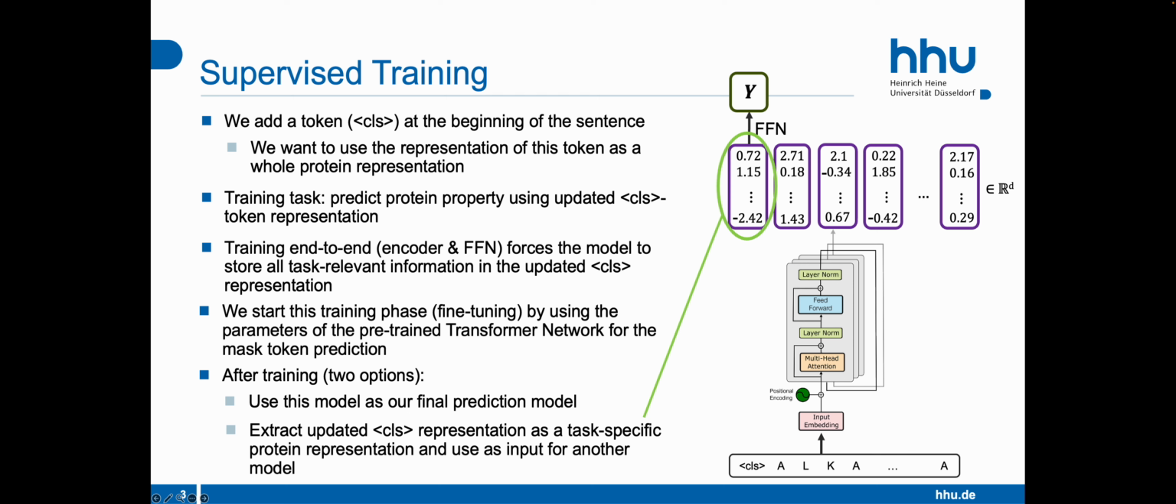As I said, the token that we add for this task is called CLS, which stands for classification, because it was first introduced in the natural language processing domain for classifying sentences. So the concept of adding an additional token at the beginning of the sentence that is then used for downstream prediction tasks comes from classifying sentences, and hence this token is called a classification token, although we can of course use it also for regression tasks such as predicting optimal pH values for proteins.